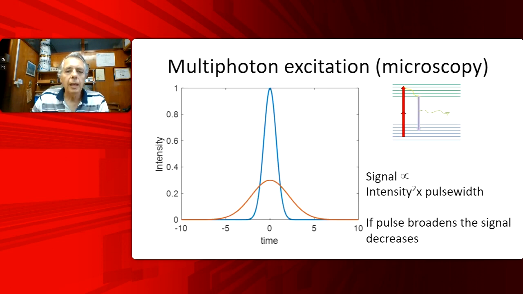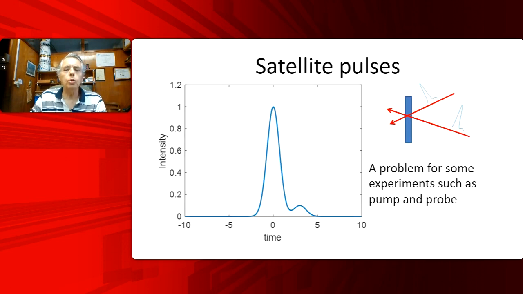Now, if we change the example, we go to a pump and probe experiment. Here you have a pulse that hits your sample and excites it in some manner, and then you use a second pulse delayed by some amount, and this pulse now probes your sample.